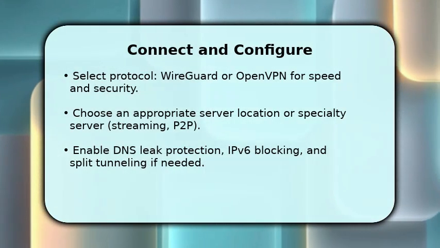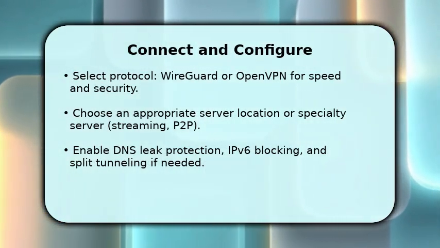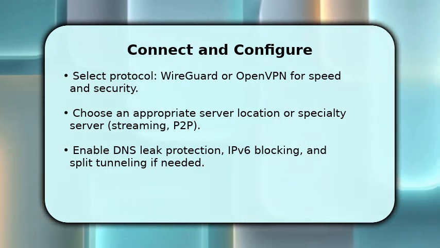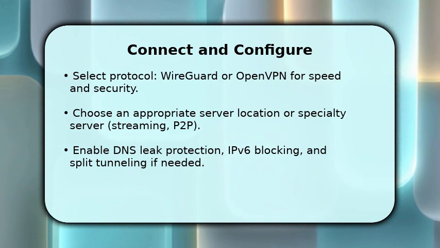You now select a protocol, WireGuard or OpenVPN, for the balance of speed and security, and then choose a server location that matches the content you want to access. If the provider offers specialty servers for streaming or P2P, pick that option.